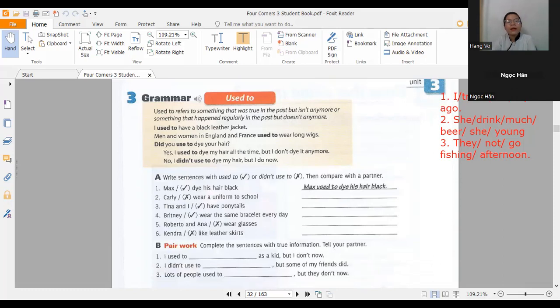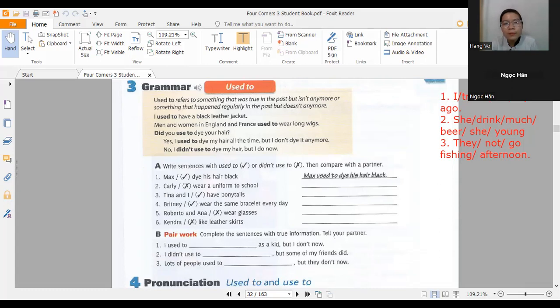Okay, all right. Now, so in order to help you practice using this structure more, now we have 3 sentences here that you need to complete with your own words, and it should be true information. Okay, so for example, I used to as a kid, but I don't now. I didn't used to, but some of my friends did. Lots of people used to, but they don't now. Okay, now you fill in the blanks with your own words. Okay, Hằng, is it clear for you? Yep, okay. So I give you a few minutes to prepare this. And after that, you tell me these sentences, okay? Yes.